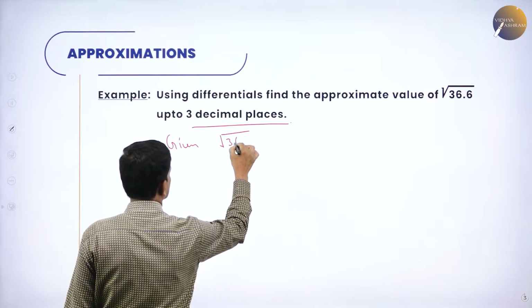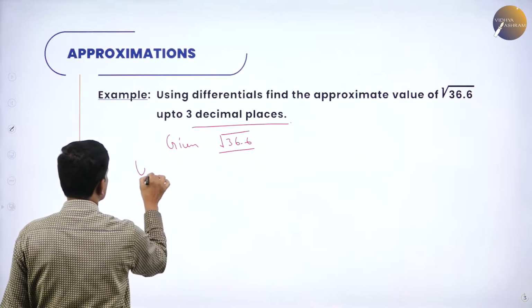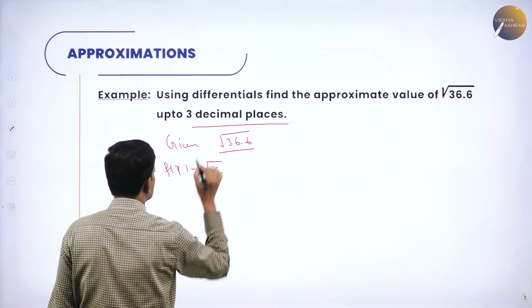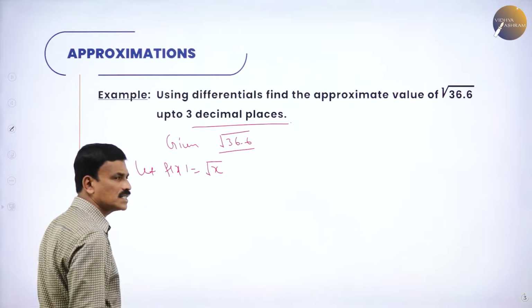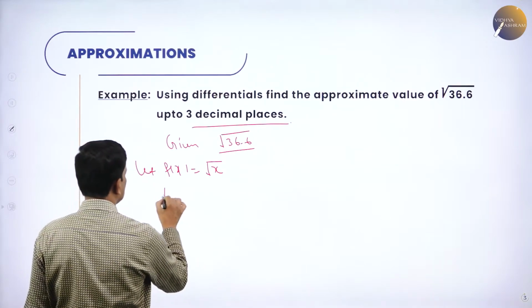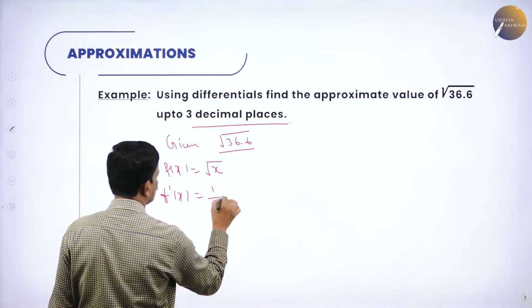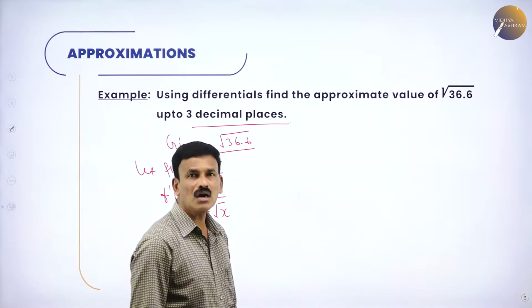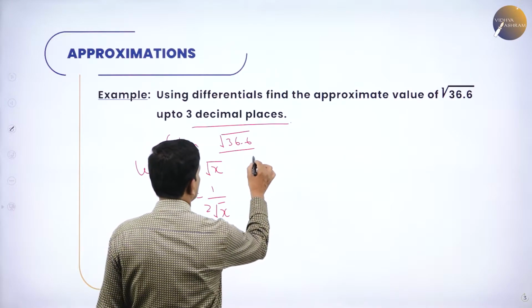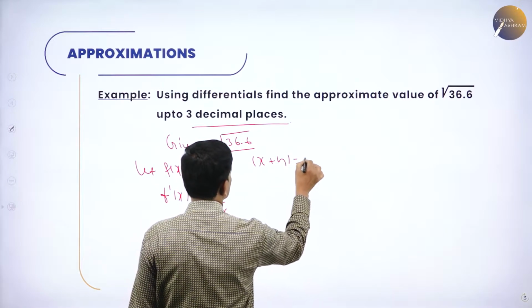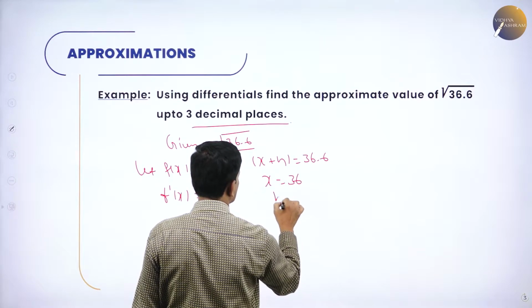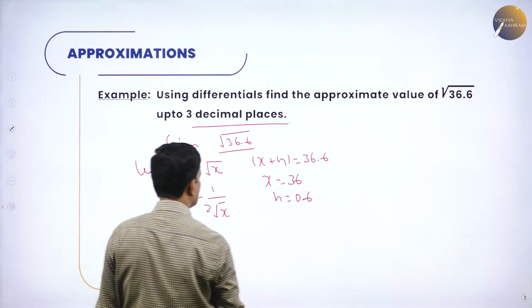Given root of 36.6. Now let us consider f of x is equal to root x. Let us consider f of x is root x. Differentiate this: f dash x is equal to the differentiation of root x, which is 1 over 2 root x. Now what is given here? Let us consider x plus h is equal to 36.6. So x is equal to 36 and h is equal to 0.6.